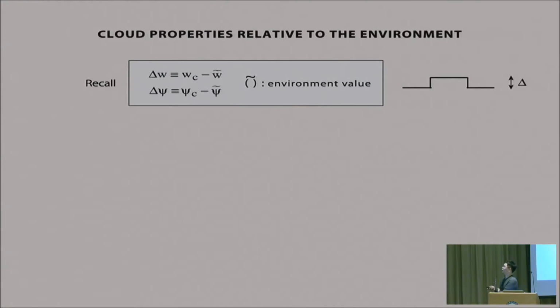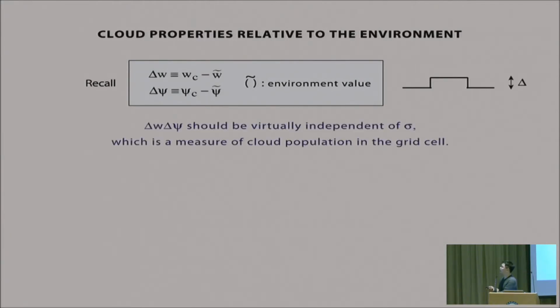So here we want to show that this is actually true. So we want to show that if this cloud environment product is independent of sigma, then the eddy transport has the sigma dependence as shown previously. You can imagine that this is actually the cloud environment difference of the vertical velocity. So you can think of cloud has the same vertical velocity and the environment has the same similar vertical velocity.